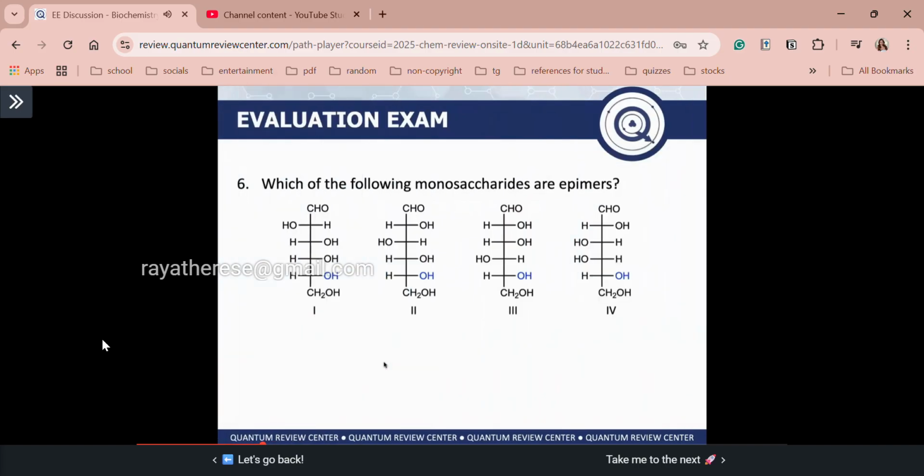Number 6, which of the following monosaccharides are epimers? So here again, class, careful. We have 4 different types of monosaccharides, and here are the choices. Let's check again, when we say epimers, they only differ in one stereogenic center. Starting with letter A, 1 and 2. So let's check how many stereogenic centers they differ in.